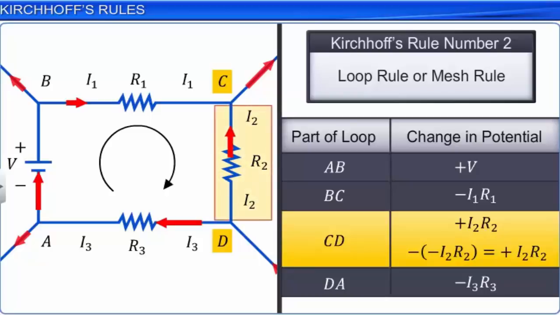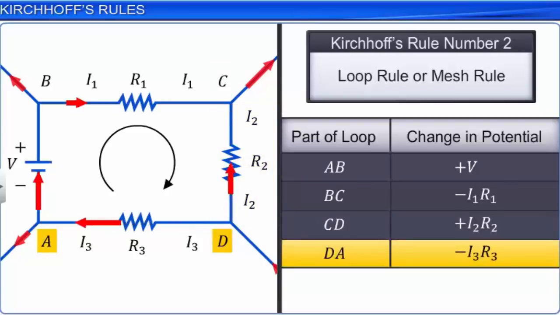DA. Current I3 is passing through R3. The direction of I3 and the direction of walk-through is the same. The change in potential is minus I3 into R3. To apply Kirchhoff's Rule 2, we add all these changes in potential and equate it to 0.